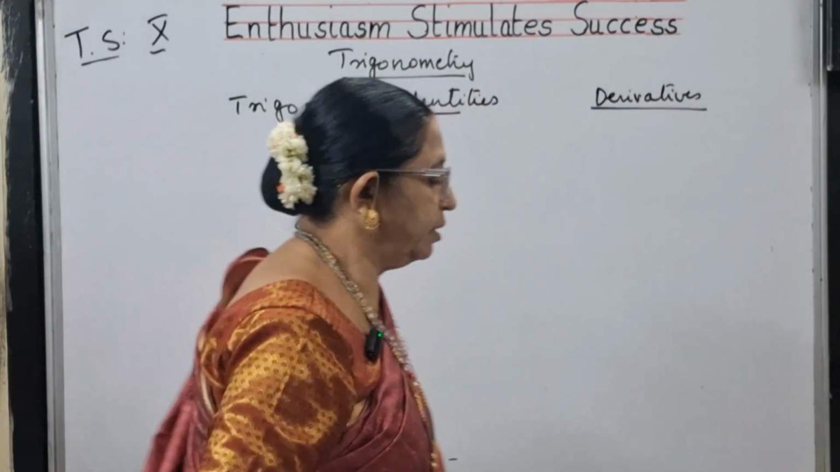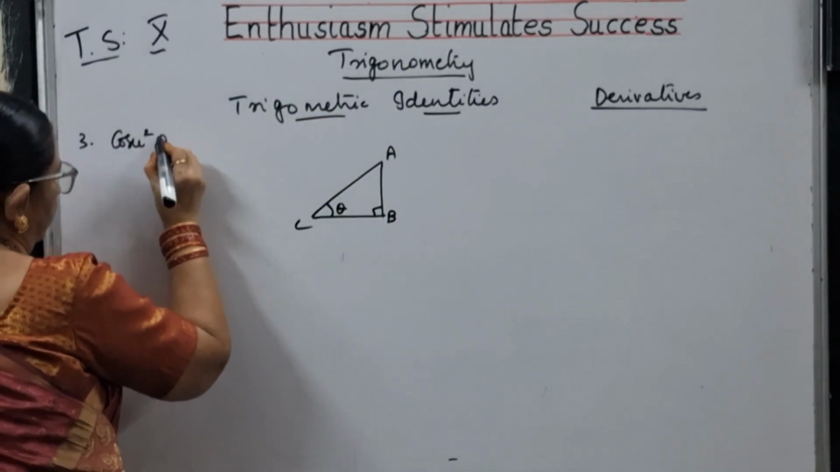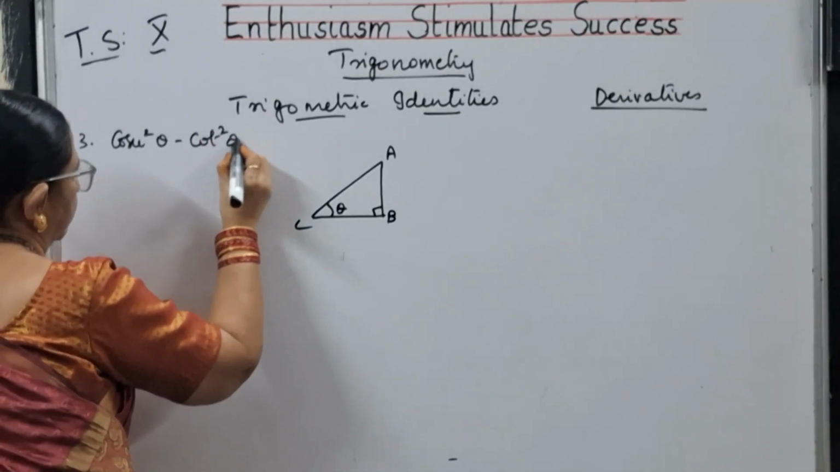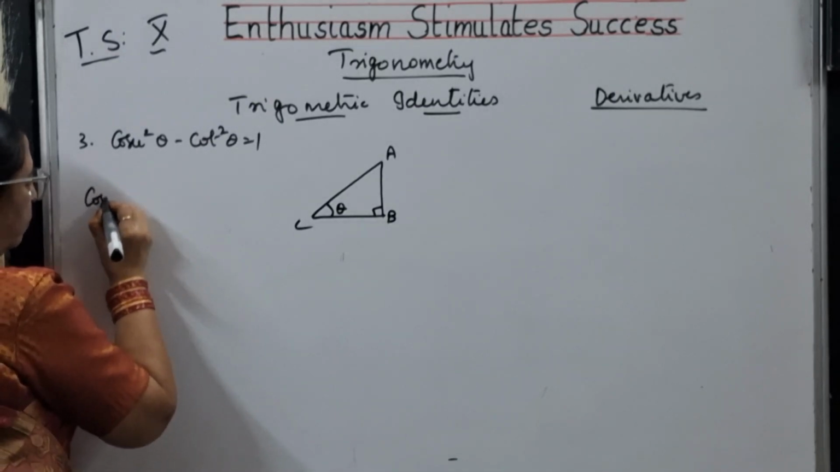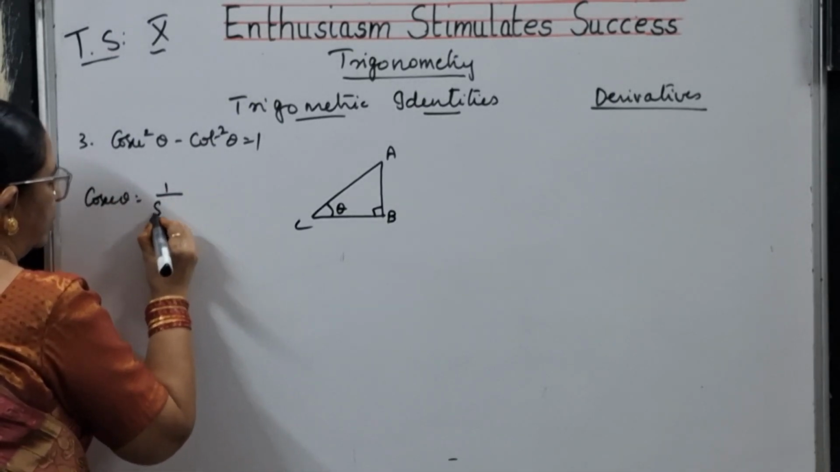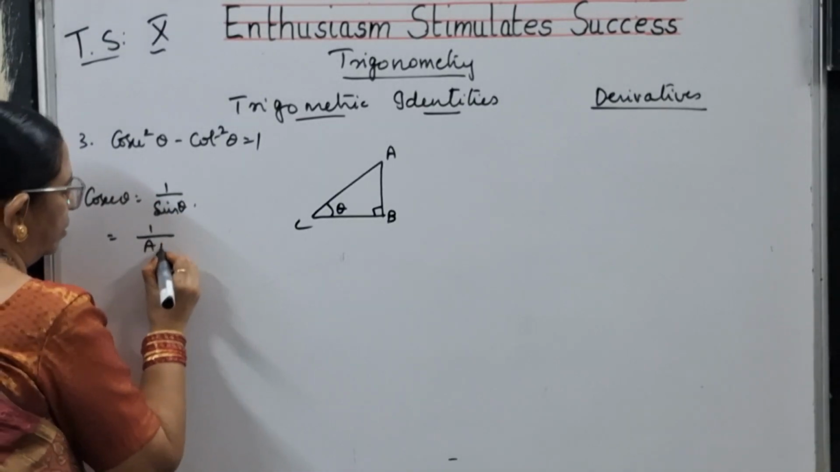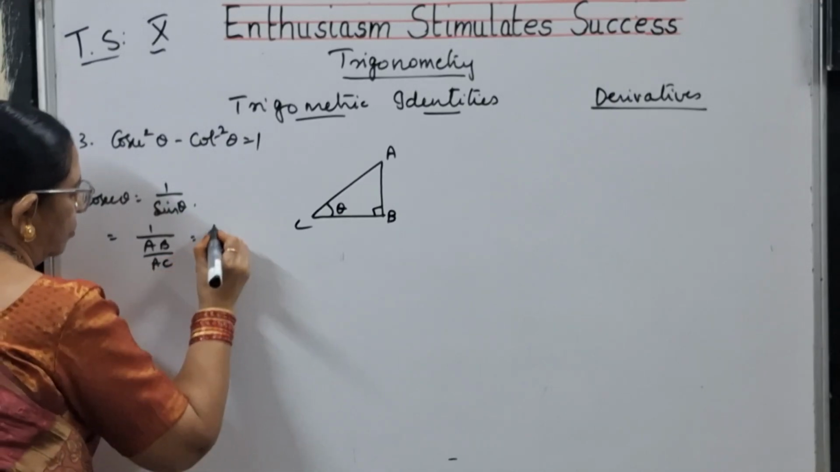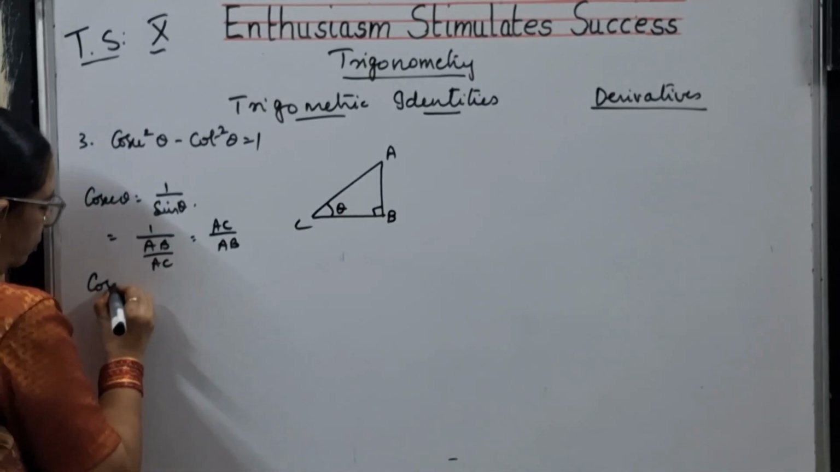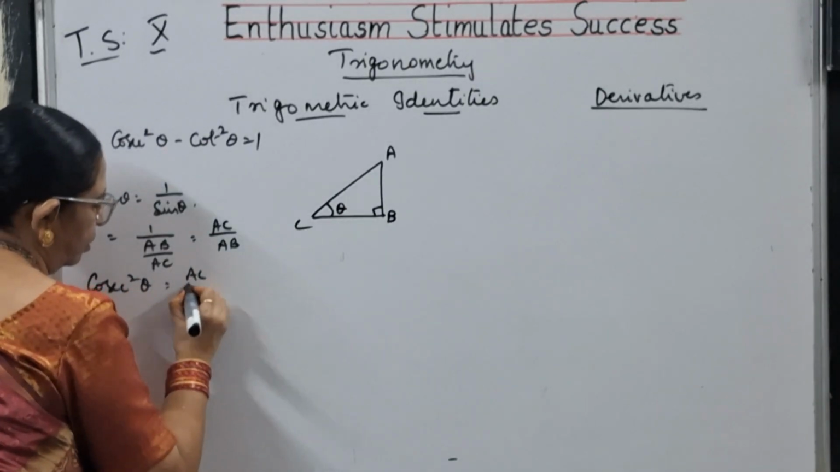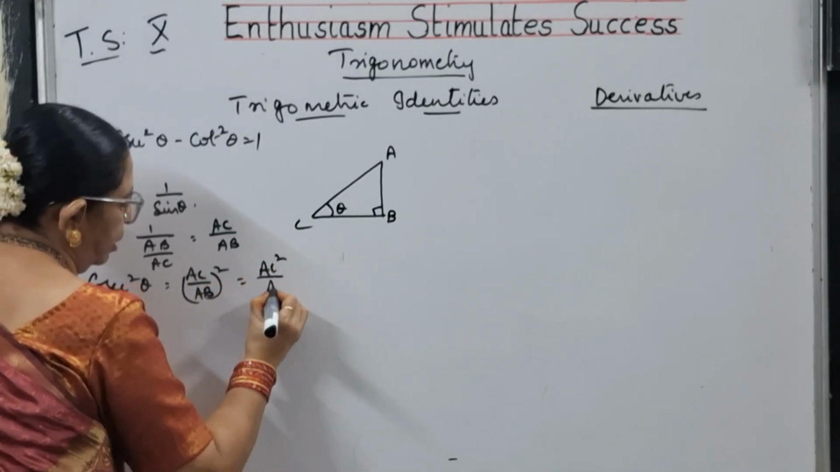Now we will go to the third identity. What is the third identity? Cosecant square theta minus cot square theta is equal to 1. This is the third identity. So, what is cosecant theta? It is 1 by sine theta. That is 1 by sine theta is AB by AC, so you are getting it as AC by AB. Reciprocal. So, cosecant square theta is equal to AC by AB whole square, that is equal to AC square by AB square.